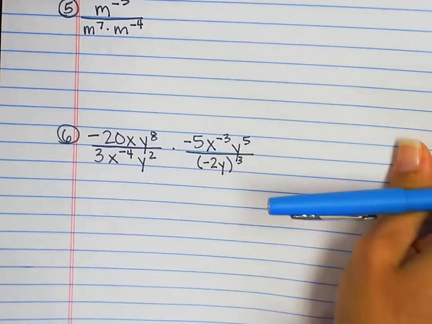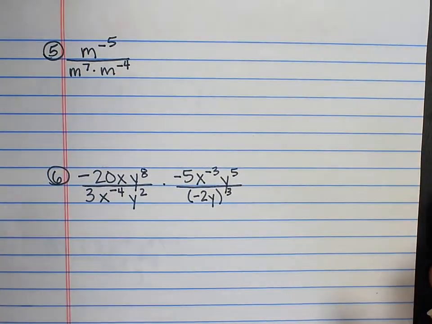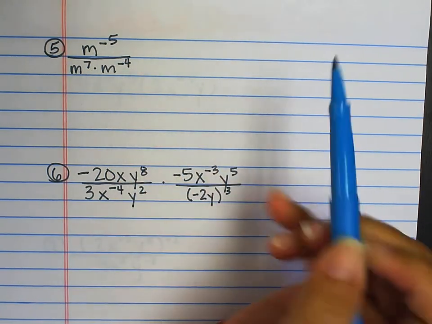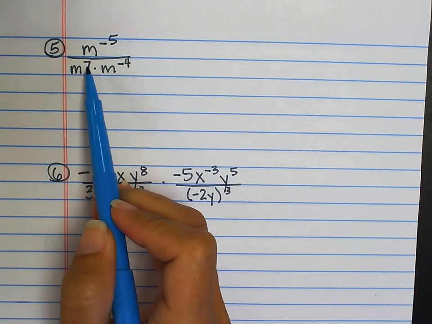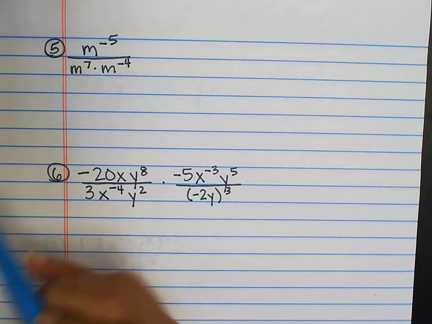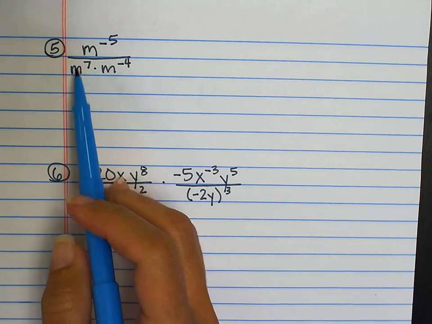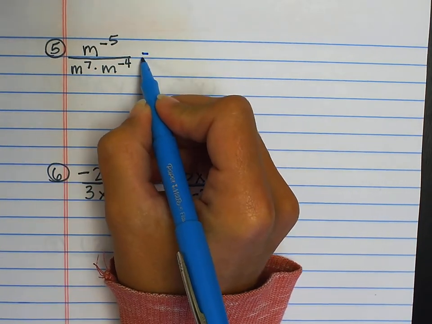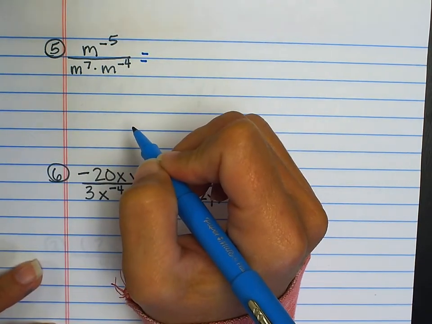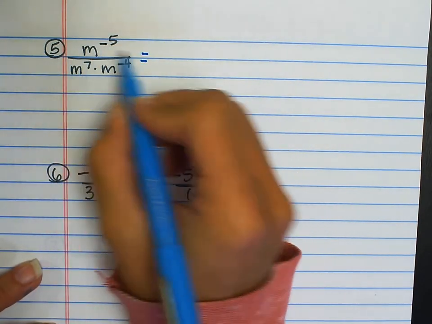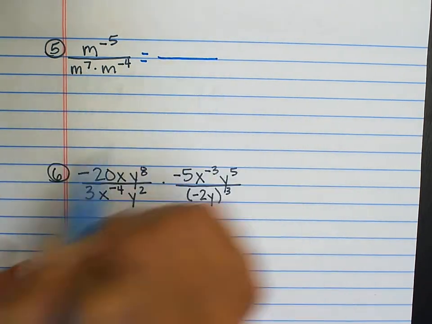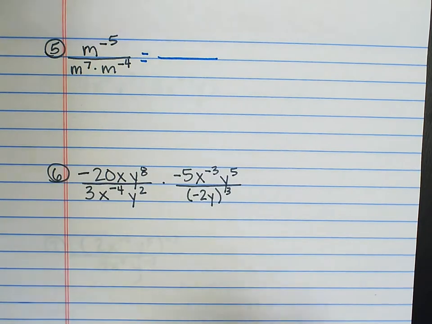A couple more. Let's look at number 5. We have m to the negative 5th over m to the 7th times m to the negative 4th. I'm not going to move the negatives yet. No, let's move the negatives first. Let's do negatives first just to get rid of those.